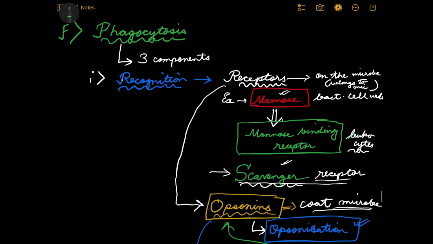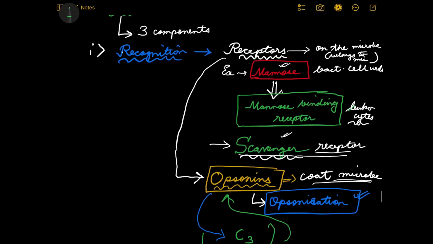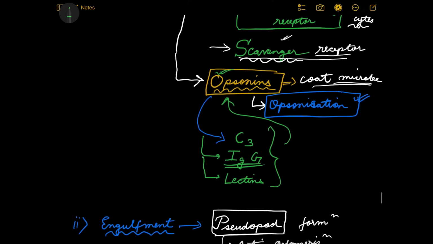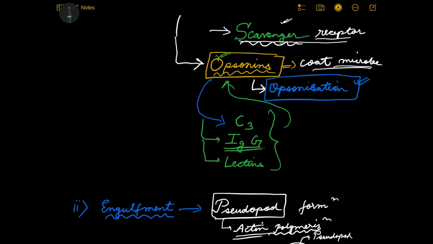Phagocytosis, yes. So in phagocytosis, I had talked about something called opsonins. Opsonin and opsonization, right? In that, C3, actually C3b, is an example of opsonin. IgG, to be more specific, the Fc part of IgG, is an example, and lectins are again another example. So let's suppose we talk about IgG here.